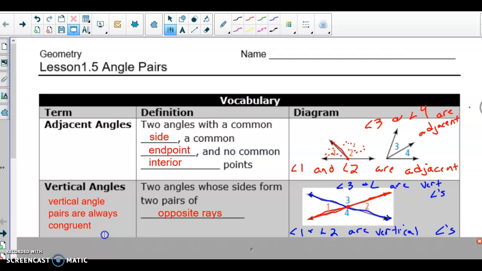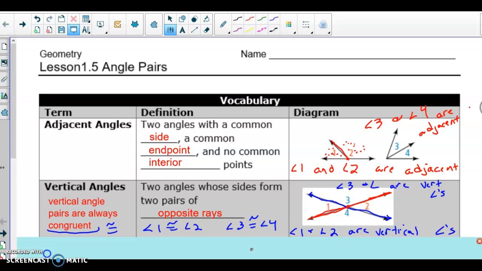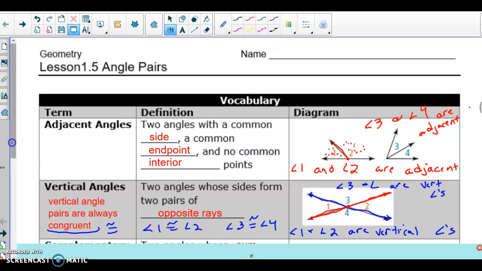Now, there's a rule about vertical angles that we need to remember or learn and know. Vertical angle pairs are always congruent. So, angle 1 is congruent to angle 2, and angle 3 is congruent to angle 4. All right, what else do we have here?